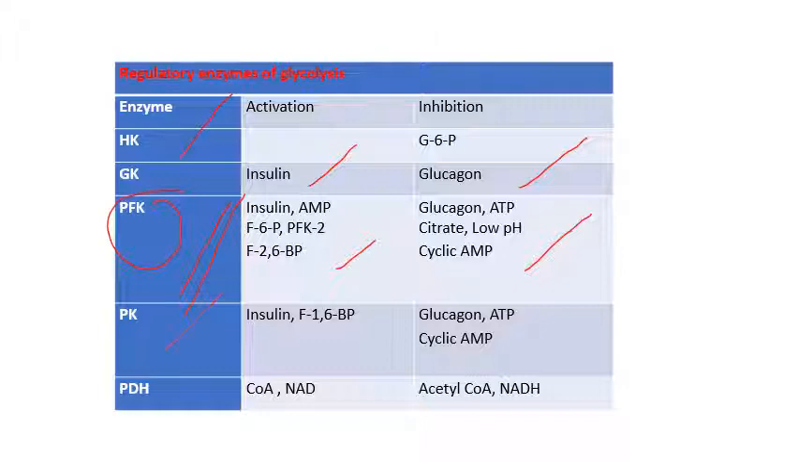Then next is pyruvate kinase. PK is pyruvate kinase, which is activated by insulin and fructose 1,6-bisphosphate, inhibited by glucagon, ATP, and cyclic AMP. And the last one, PDH, that is the pyruvate dehydrogenase complex, activated by coenzyme A and NAD, inhibited by acetyl coenzyme A and NADH.